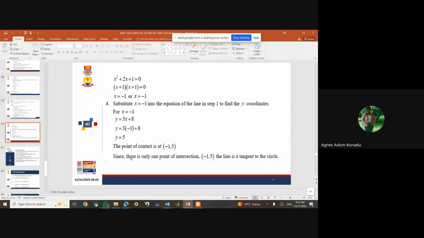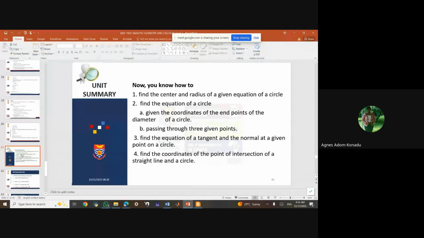Since you're going to get a quadratic equation, you can use the discriminant b squared minus 4ac to find out if you're going to get repeated roots. So b squared minus 4ac equal to 0 means that we're going to get repeated roots. Greater than 0 means that we're going to get distinct roots, and less than 0 means that we're going to get imaginary roots. So when you have imaginary roots, then it means that it is the third case.